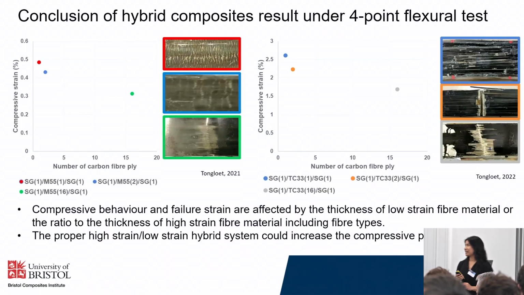The conclusion of my study is that composite behavior and the failure strain are affected by the thickness of low strain fiber material, or the ratio to the thickness of high strain fiber material, including fiber types. And a proper high strain to low strain fiber system can increase the composite performance of hybrid composite, as you can see from both hybrid systems.